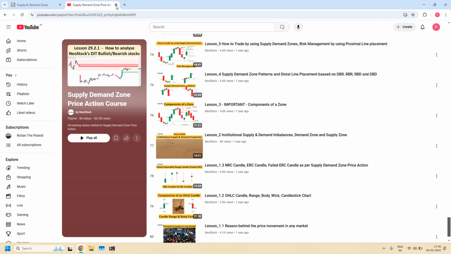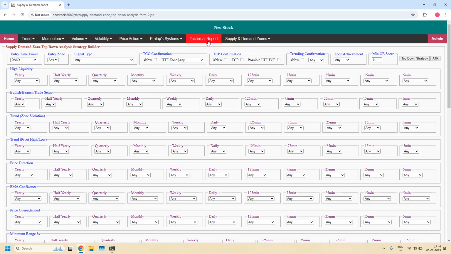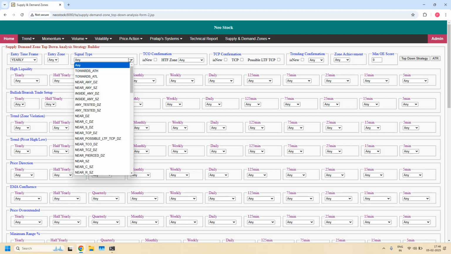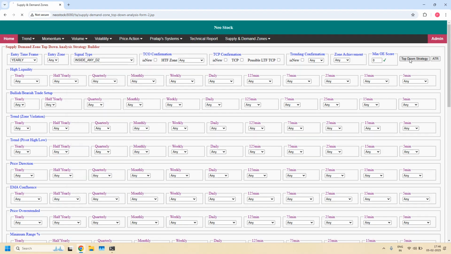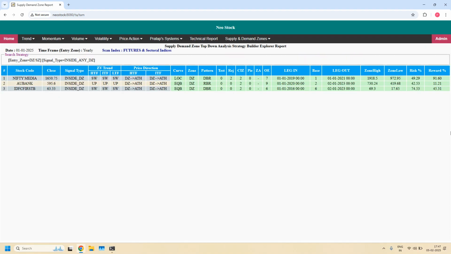Now let's get into the report generation by using NeoStock Software Supply Demand Zone Top-Down Strategy Builder. First, we are going to find the stocks near demand and supply zones, starting with the yearly time frame. First, let us find the stocks where price closed inside the yearly demand zone. We got 3 stocks. Currently, price is there inside the yearly demand zone.